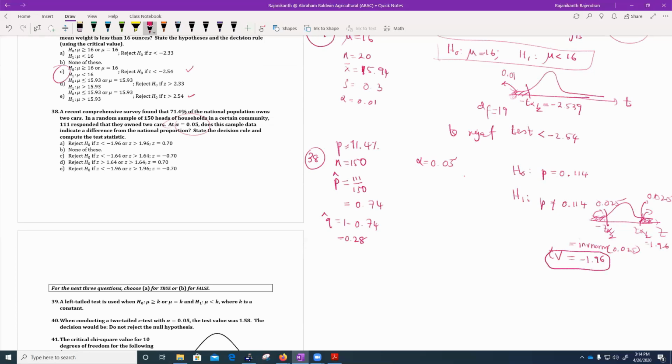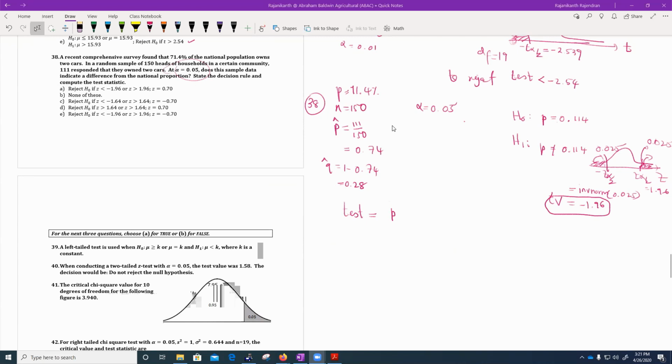Okay. So now what is my test value? You need to find the test value also. So let us find the test value. Remember, for the proportion, the test value, which is actually our z value, right? Because we used the z test. You can look at your notes. So this is going to be p hat minus little p over square root of p times q over n. So you can go and look at it.